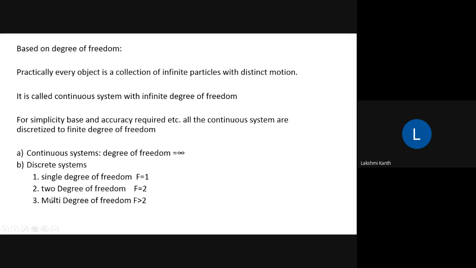Okay, so on the discrete basis, these are the classifications. In continuous systems, the degree of freedom is infinite. Again, in our syllabus, from the GATE point of view for civil, they mentioned single degree of freedom systems, degree of freedom equal to one. After writing this, please make one tick mark here.